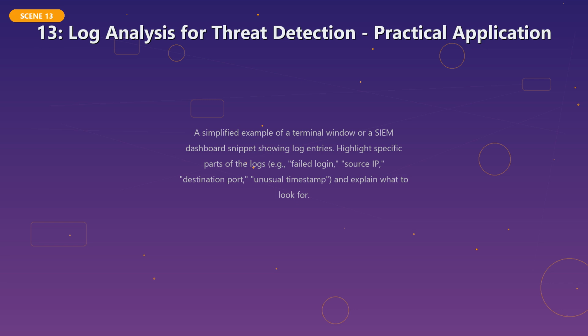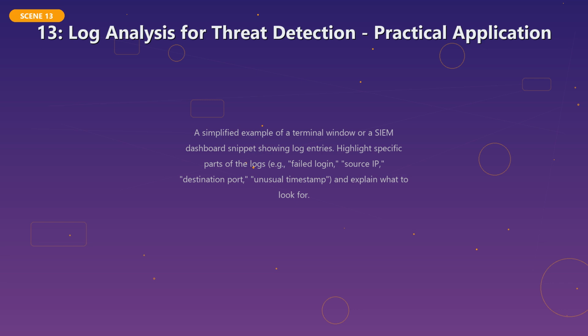5. Configuration changes. What to look for: unauthorized or unexpected changes to firewall rules, user accounts, system settings, or critical application configurations. Example log pattern: a firewall log showing action equals rule_added, source_IP equals any, destination_port equals 22. An unapproved change that opens up SSH access could be an attacker creating a backdoor.